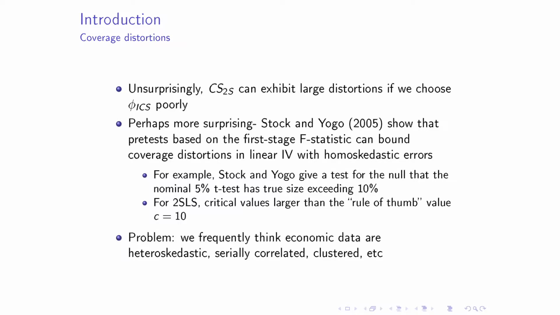However, even with this result, there's still a bit of a problem in that we frequently think that economic data is heteroskedastic, serially correlated, clustered, or otherwise deviates from this IID homoskedastic context that you need for this result. So what do I do in this project?